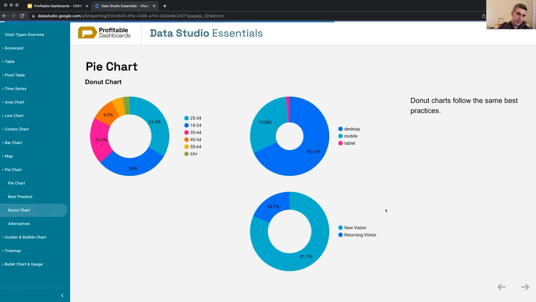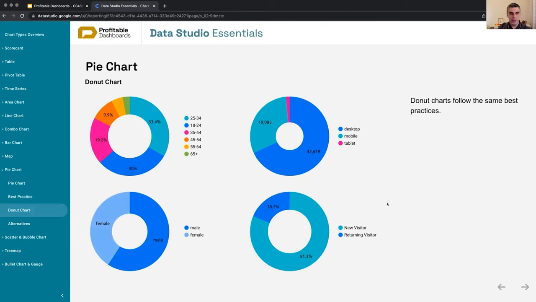The donut chart is like a cuter way of representing a pie chart. The same rules apply. Don't use them if you can, and use them only for a couple of values or categories if you have to, and try to actually put the numbers as well. It makes it easier to compare them together and read the chart.